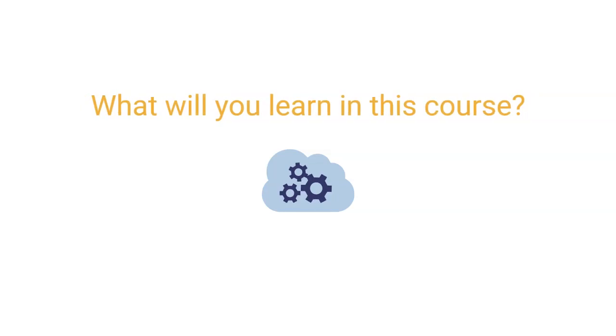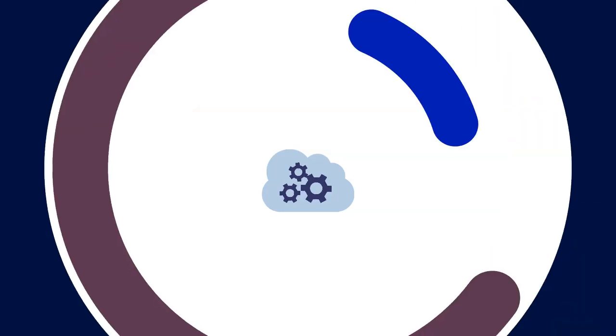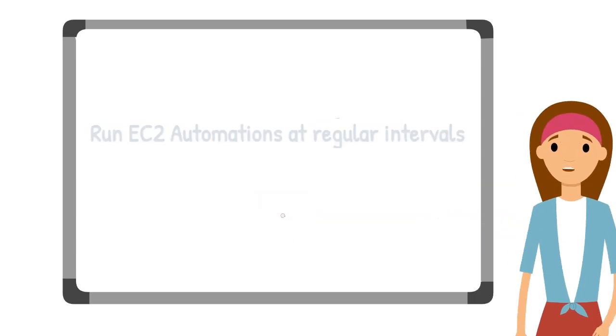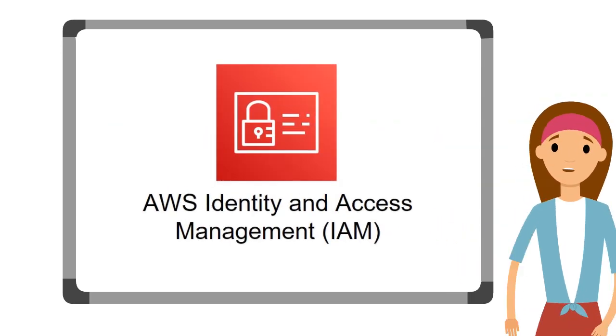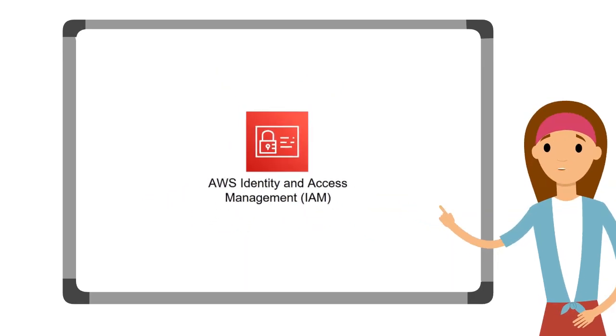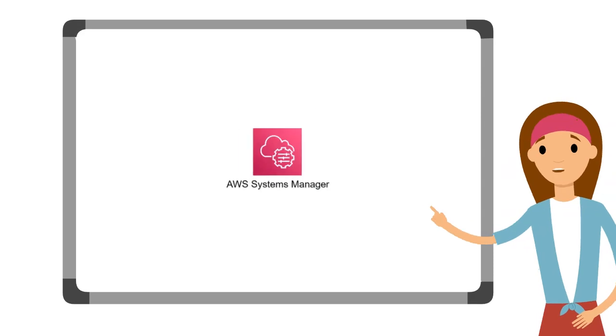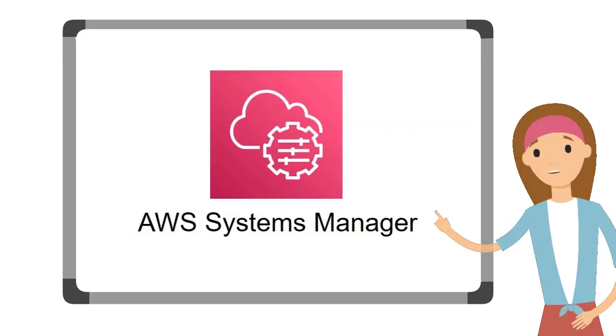What will you learn in this course? By the end of this course, you will be able to run EC2 automation at regular intervals. Services used are AWS Identity and Access Management, followed by Amazon EventBridge, and finally, you will check execution with AWS Systems Manager.